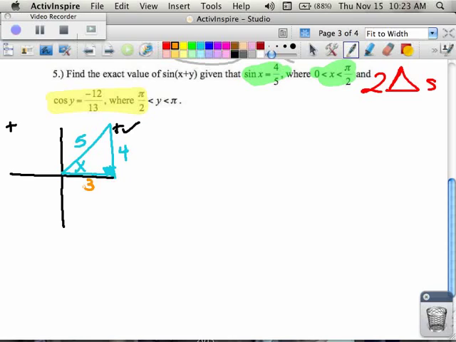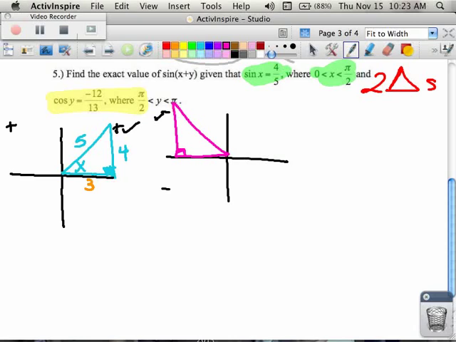Let's look at the yellow triangle, or the yellow information, excuse me. In the yellow information, they tell me that my cosine is negative. I know that's true in the second and the third quadrants. They tell me that my y angle is in between pi/2 and pi. Which quadrant is that? Second quadrant. So I draw my triangle for that one in the second quadrant.